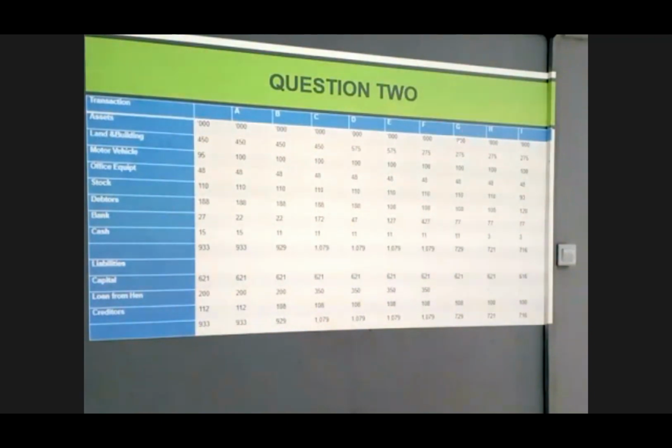Then the next one is what? Any change here? Motor vehicle, any change? Office equipment, stock, receivables, bank. What has happened here? Our bank account balance has gone down. By how much? By 350. Let's look for the corresponding effect.